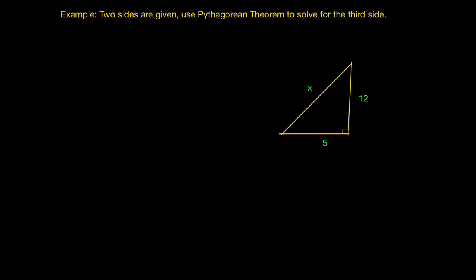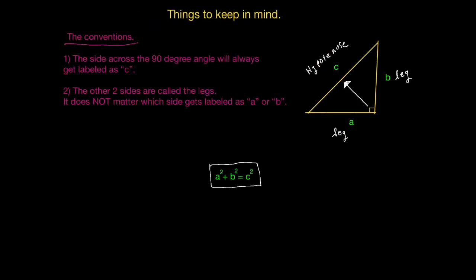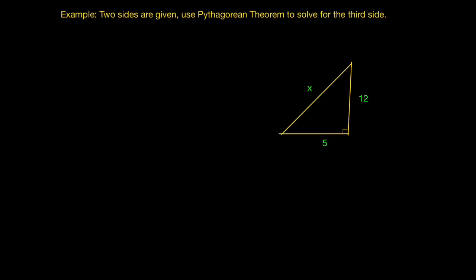Okay, that's what the Pythagorean theorem delivers if it's executed properly. So this goes back to using these conventions. Let's begin by labeling the triangle. The side that's across the 90-degree angle is going to be labeled as C. And the other two sides, it doesn't matter what they are. This one can be A, the other one can be B.